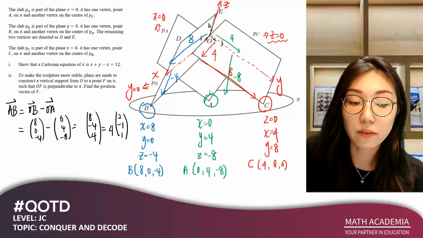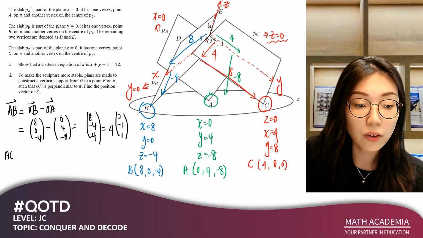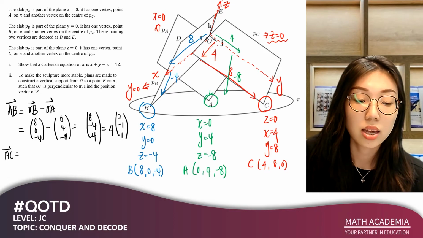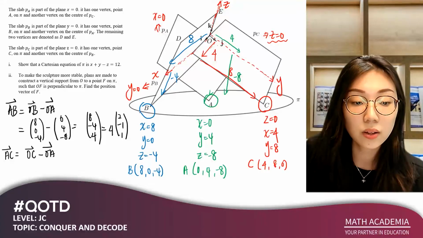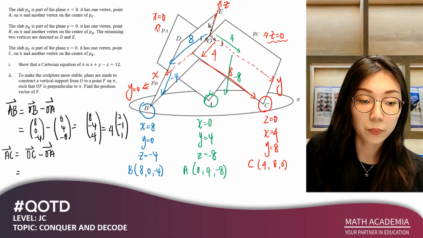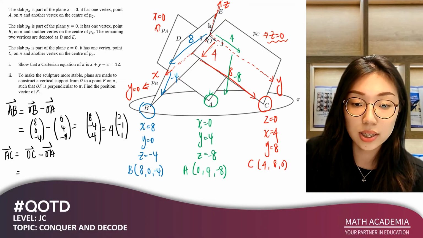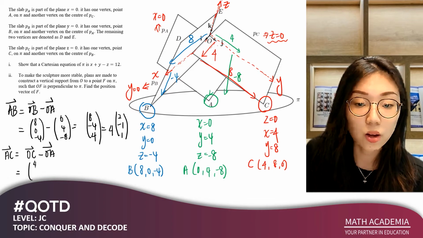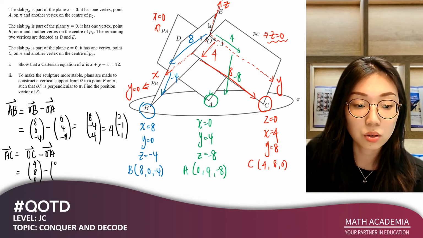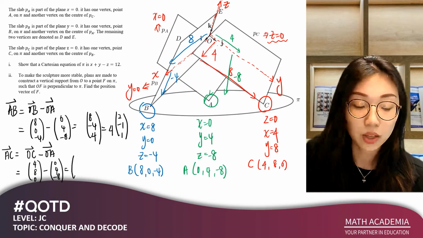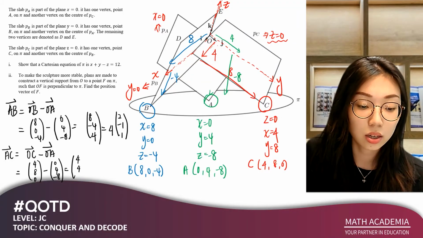Next, let's find the vector AC. To find vector AC, I would take the position vector of C minus the position vector of A. So if I bring in the values that I have got previously, I would have 4, 8, 0 minus 0, 4, negative 8. And that would give me 4, 4, and 8.